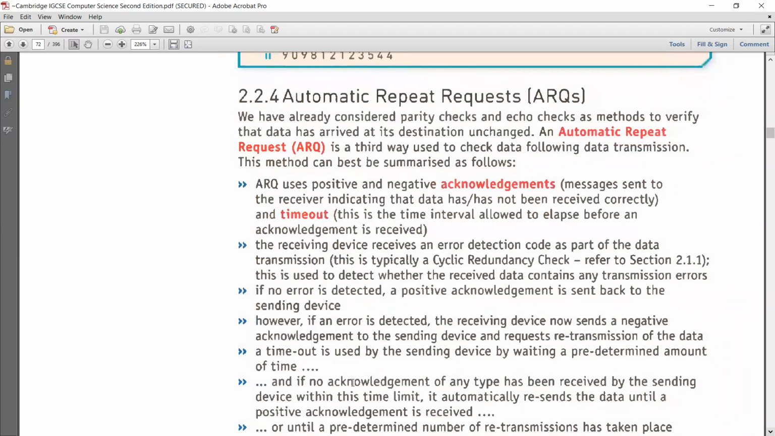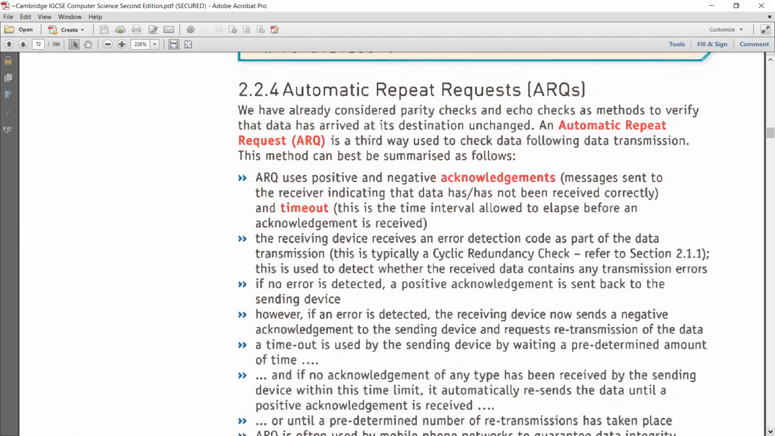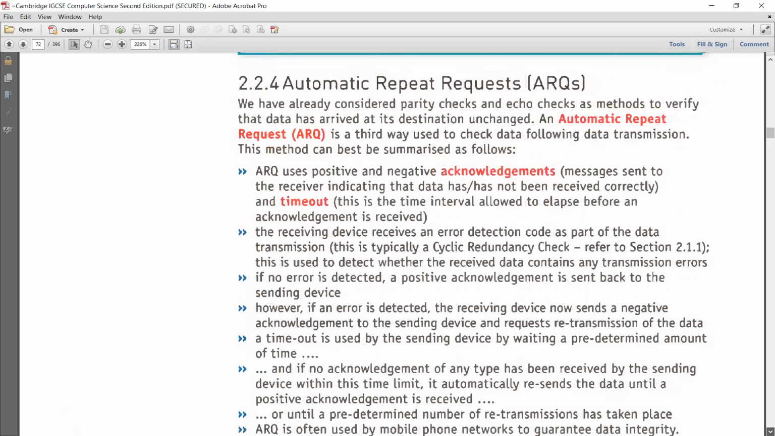And if no acknowledgement is being sent or received, what does that mean? It automatically resends that data until a positive acknowledgement is received. For example, I delivered a topic, so I will wait for the acknowledgement. If you don't send me the acknowledgement, I am going to retry to send you the data once again. And the same thing happens here as well.